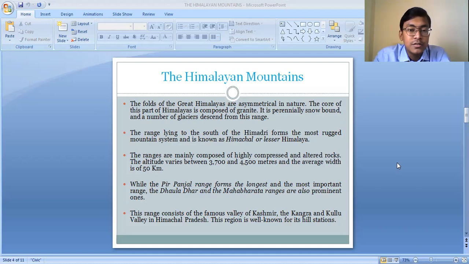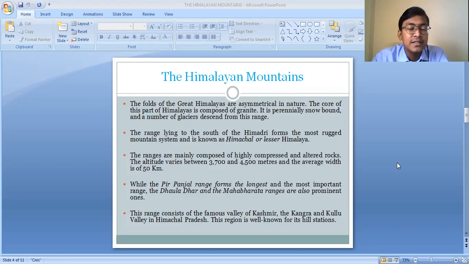Beyond, to the south of this Greater Himalaya, we have the Himachal Himalaya or the Lesser Himalaya. The range lying to the south of the Himadri forms the most rugged mountain system and is known as the Himachal or the Lesser Himalaya. So the part of the Himalayas which lies south of the Himadri is known as the Himachal Himalaya or the Lesser Himalaya.